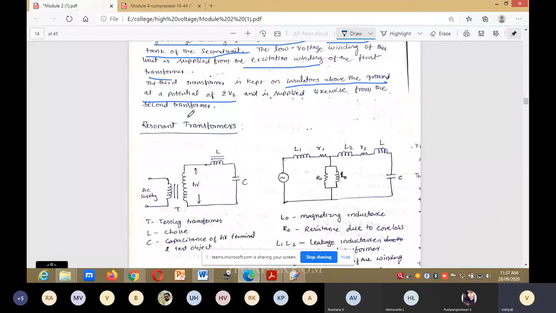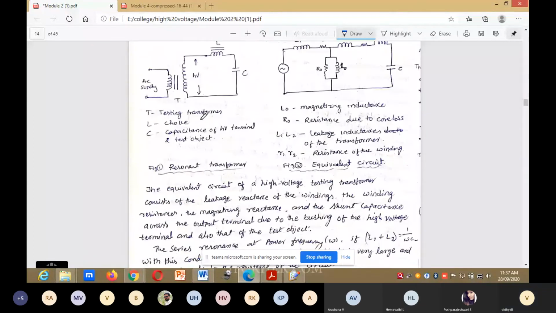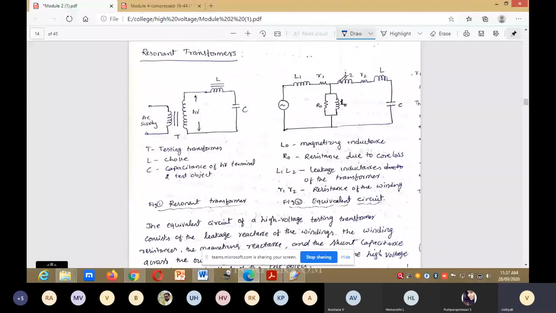Next is the resonant transformer. This is the diagram for the resonant transformer and its equivalent circuit. T is a testing transformer. L is a choke and C is the capacitance of the HV terminal and test object. L0 is the magnetizing inductance, and L1, L2 are the leakage inductances of the transformer. R1 and R2 are the resistances of the windings.